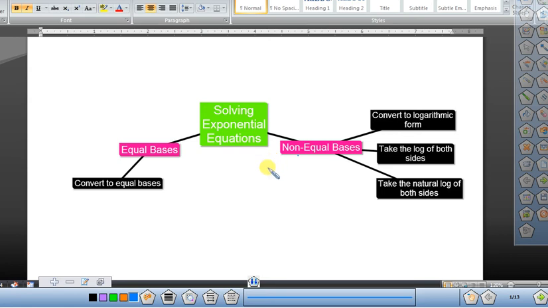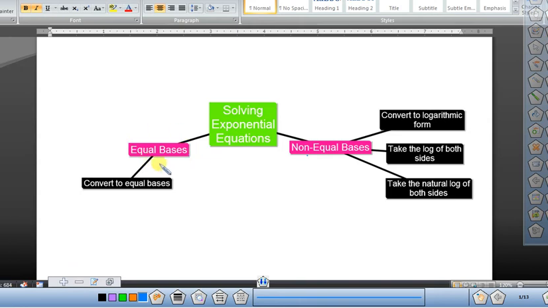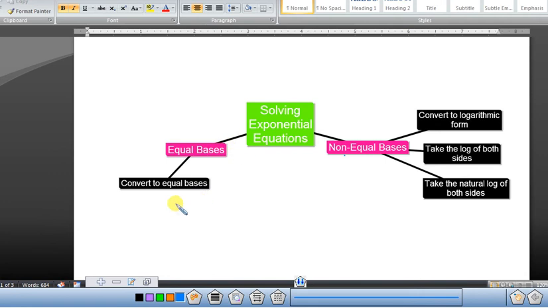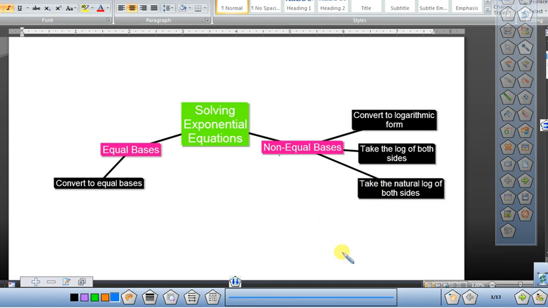Hi, in this video we're going to look at solving exponential equations, and we have two case scenarios, and we're going to mainly focus on the equal bases in this video. In some situations you'll be given equal bases, and in other equations you'll be given non-equal bases. Sometimes even when you're given non-equal bases you can convert them to equal bases. So we're going to take a look at this branch of solving exponential equations with equal bases, and we'll come back to the other branch in the next video.